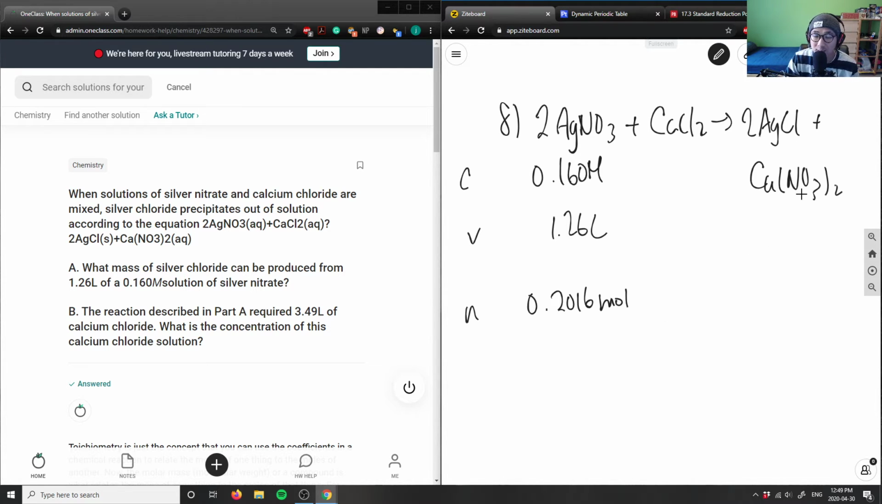So again, silver chloride, which means we'll also have 0.2016 moles. And then simply I would have to find the molar mass of silver chloride to find the mass of silver chloride. I'm just using stoichiometry to figure out this problem here. So I need molar mass and finally my mass here, right?